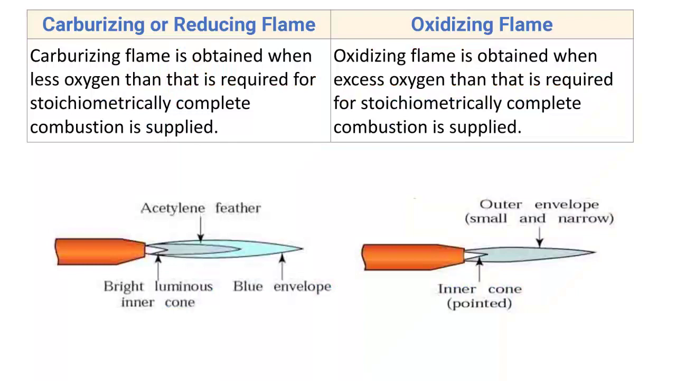The stoichiometric ratio for the complete combustion of acetylene gas is 13:1. That means 13 kg of oxygen is required for complete combustion of 1 kg of acetylene. Now oxidizing flame. Oxidizing flame is obtained when excess oxygen than that required for stoichiometrically complete combustion is supplied.